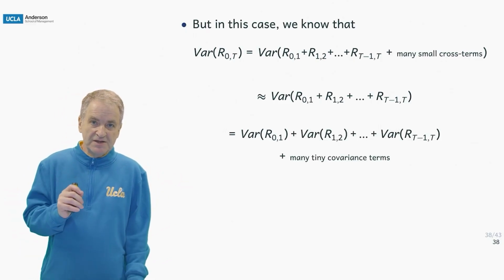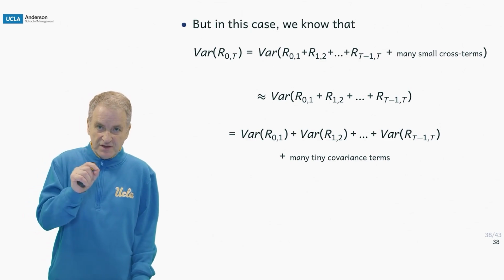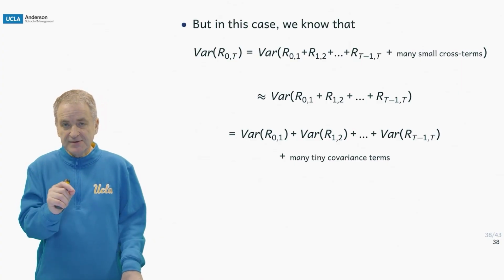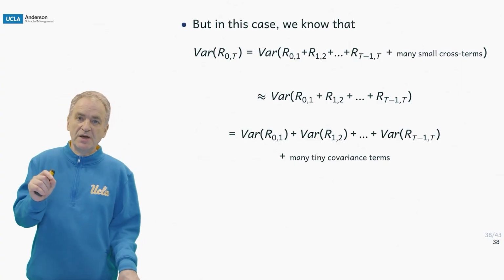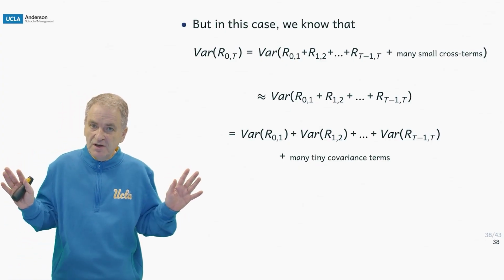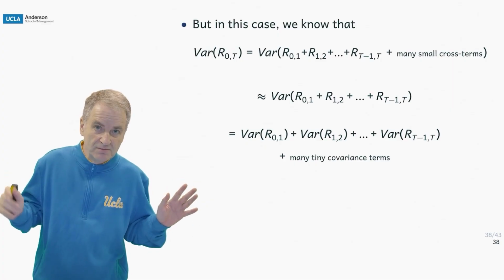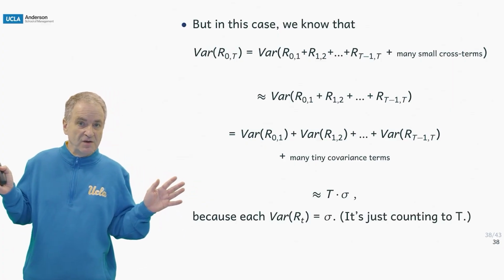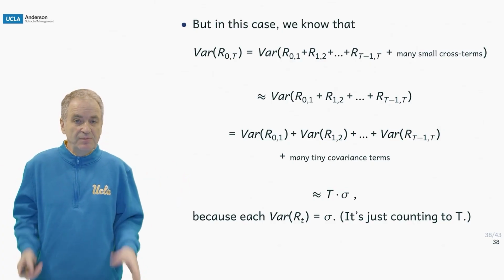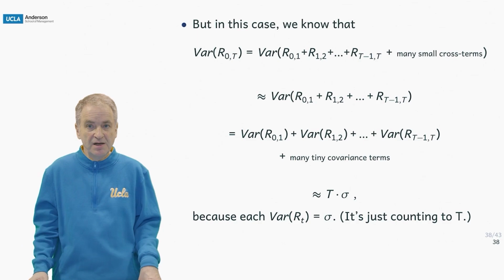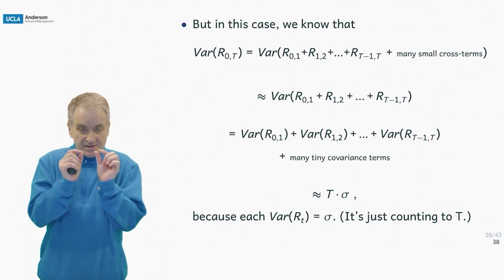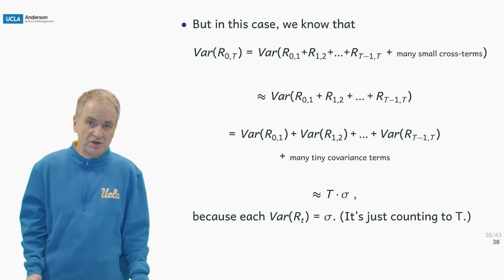My variance formula says, well, this is the variance of the first plus the variance of the second plus the variance all the way to the last one, plus many of the 2 times W1 times W2 times the covariance, and so on. But we've just figured out the covariances should all be about 0. So now that the covariance terms are going away, all that I have left are t variance terms. And because each variance is the same sigma, I know that the variance of the portfolio from time 0 to time t is t times the variance of an individual day.